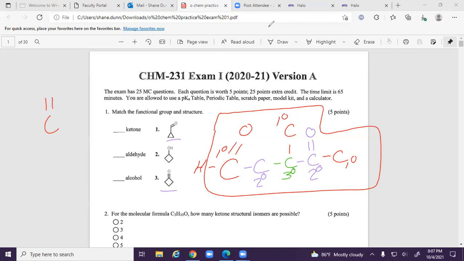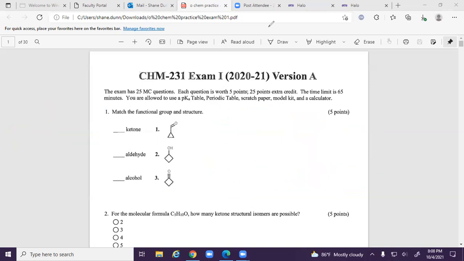This guy might pop up too. Anyone know what this guy right here is? Carboxylic acid, right? It is basically an aldehyde minus the H, and you replace it with an alcohol group. That makes sense? So the ketone is actually going to be number three. That's your ketone. Your aldehyde is number one and number two is your alcohol group. Does that make sense? It's easy 5 points, that's on your exam. That's good.